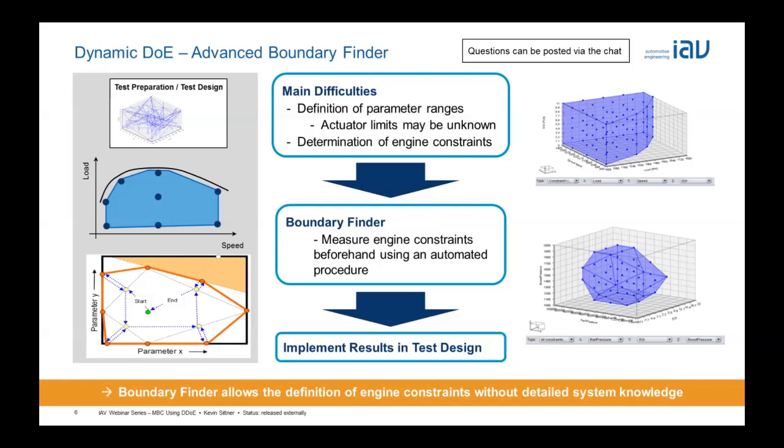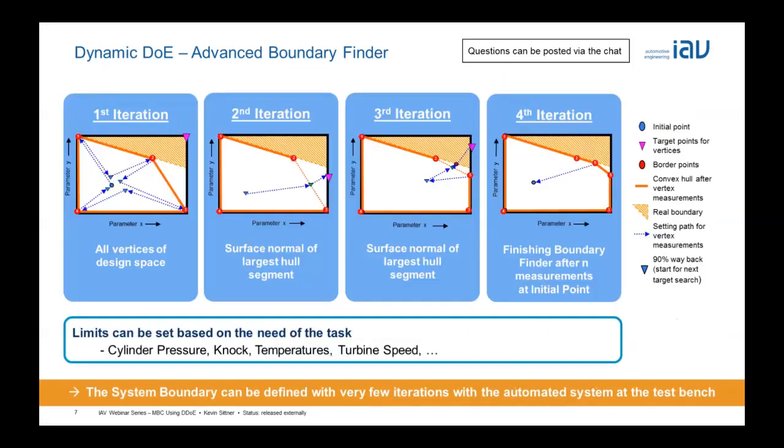In summary, the Boundary Finder allows the definition of engine constraints without detailed knowledge of the system. The Boundary Finder method is run automated at the test bench before the DoE test plan is designed. Limits can be defined based on the need of the experiment, but usually include items like maximum cylinder pressure, knock, temperatures, or turbine speed. First, the extreme corners of the test space are targeted, starting from an initial safe point.